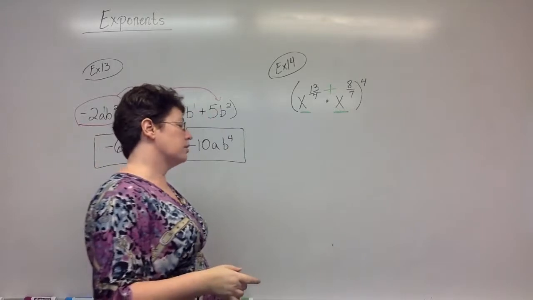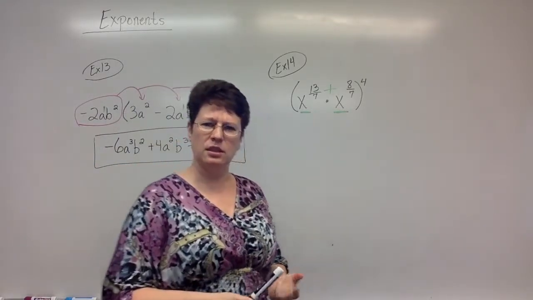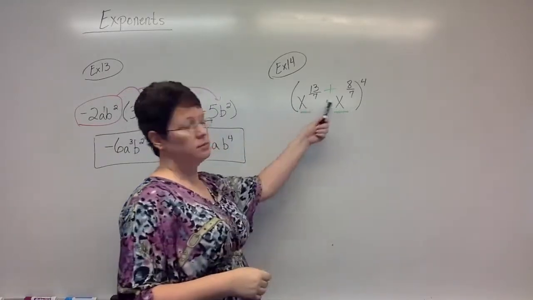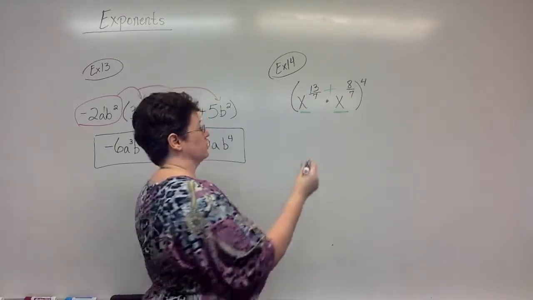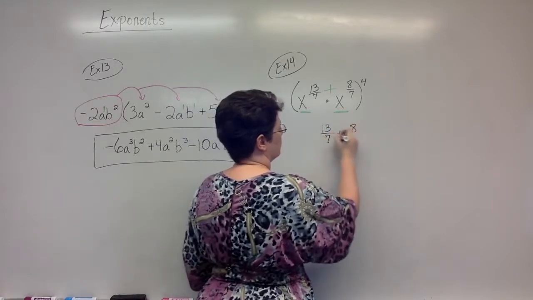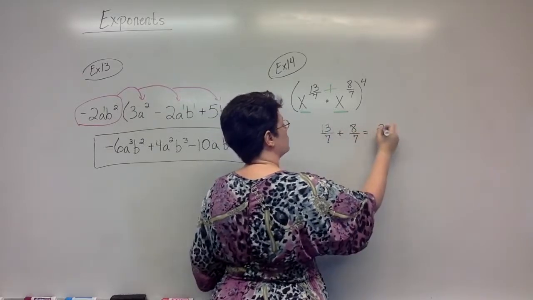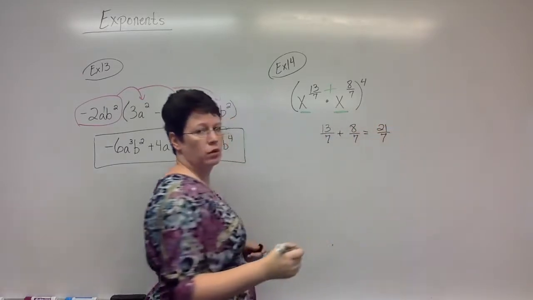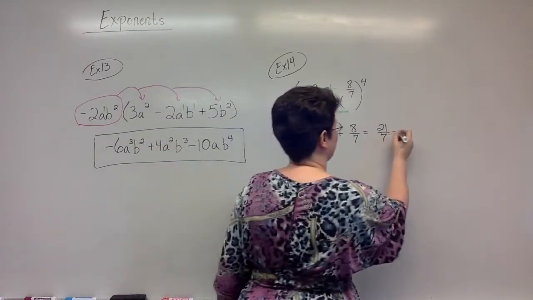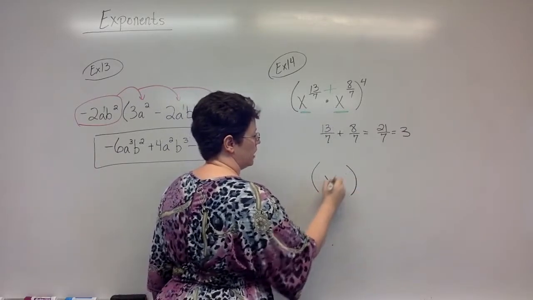All right, so now I have to stop and think. How do you add fractions? They have to have the same what? Denominator. Okay, do these have the same denominator? Yes, awesome. So I'm going to take 13 over 7 and add 8 over 7. What is that going to give me? 21 over 7. Okay? Can I reduce the fraction? Yes. That's awesome. That's 3. Okay, so what this really is, inside parentheses, is an x cubed.